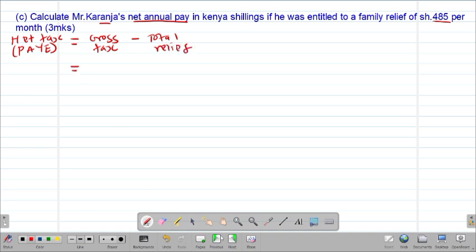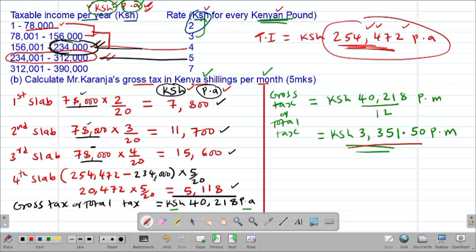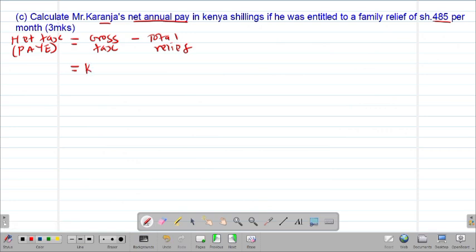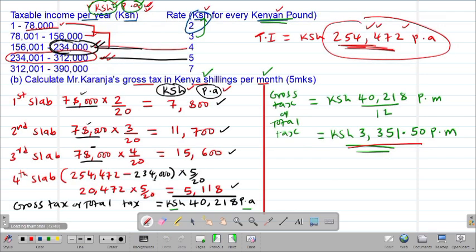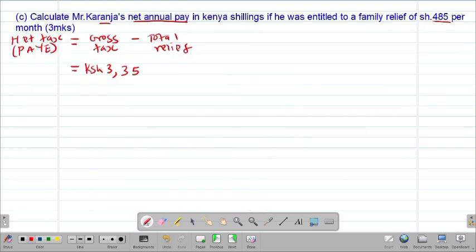This will be equal to our gross tax. We have already gotten it here. It is Kenya shillings 3,351.50 per month, minus our tax relief, which is Kenya shillings 485 per month. So we are having 3,351.50 minus 485 shillings per month. You feed that on the calculator, and the difference is going to be Kenya shillings 2,866 and 50 cents. Of course, this is shillings per month. Therefore, this is our net tax.